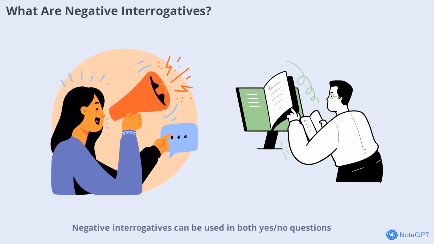Negative interrogatives can be used in both yes-no questions and those that begin with question words like who, what, where, or why. Throughout this video, we'll explore how to construct these sentences, when to use them, and how they can change the tone of your questions.